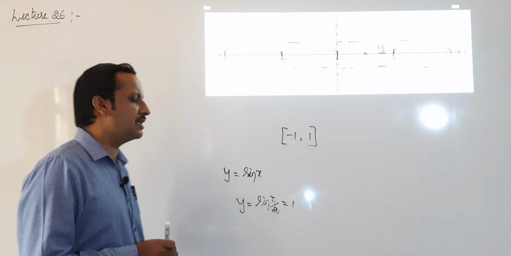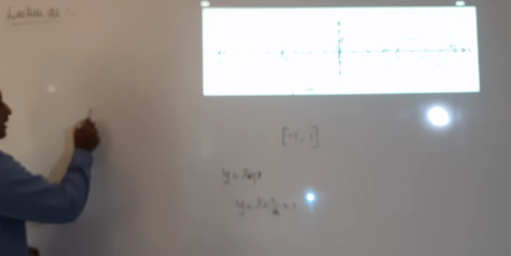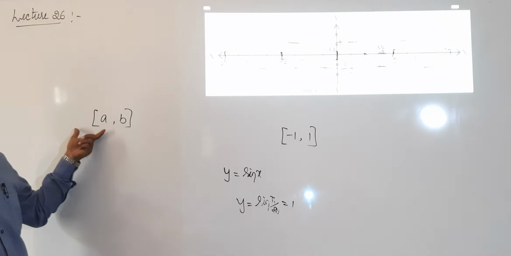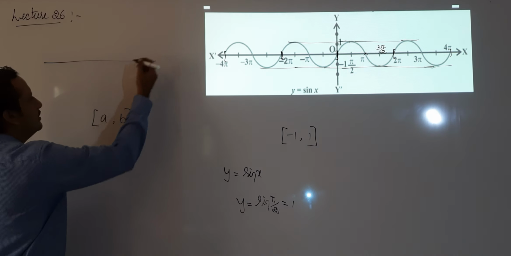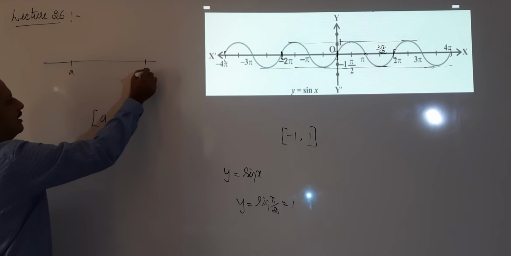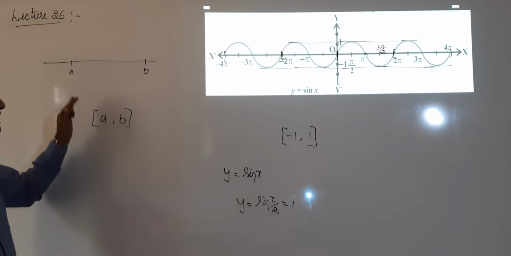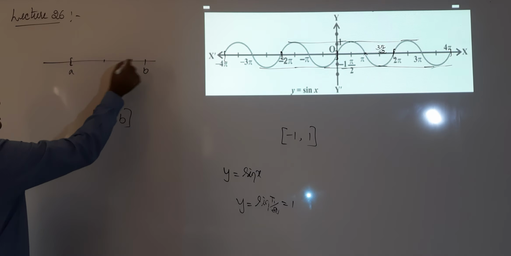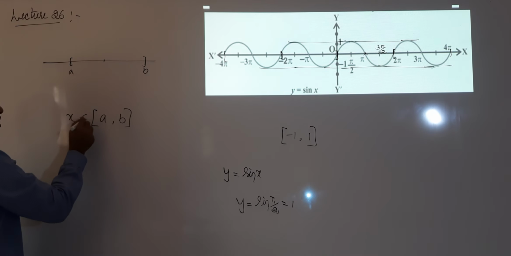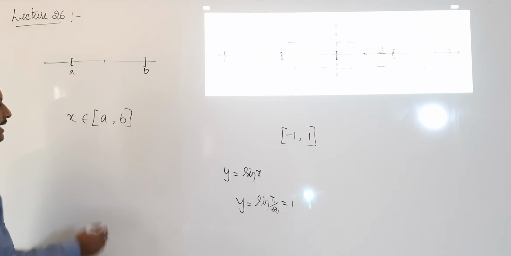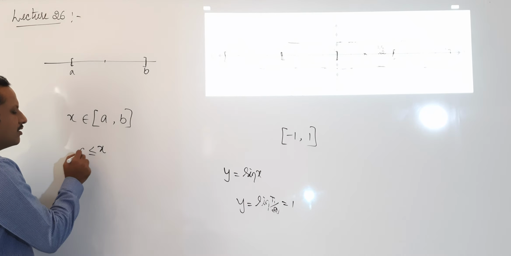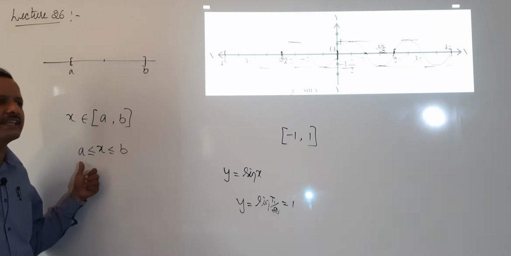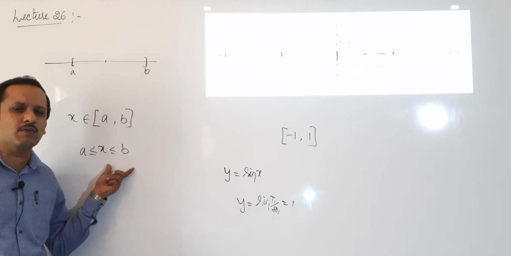What is a closed interval? What is an open interval? Let me briefly explain that. Closed interval means the endpoints are also included. Say this is the real line. Here are the points A and B. A is less than B. If I write x belongs to the closed interval AB, its meaning is x is greater than or equal to A, less than or equal to B.